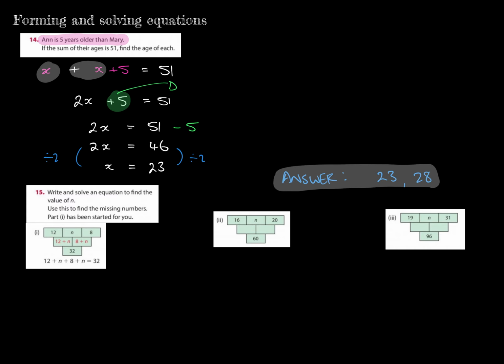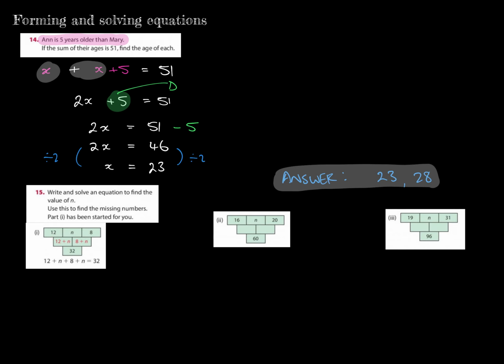Question 15 says, write and solve the equation to find the value of n. Use this to find the missing number. Part I has been started for you. What they're saying there is if I add the two of them, it gives me 32. So they formed an equation there by saying that this plus this is equal to this. So 12 plus n, plus 8 plus n, equals 32.